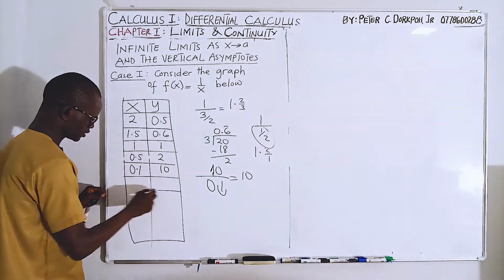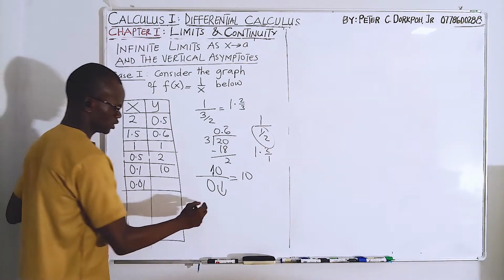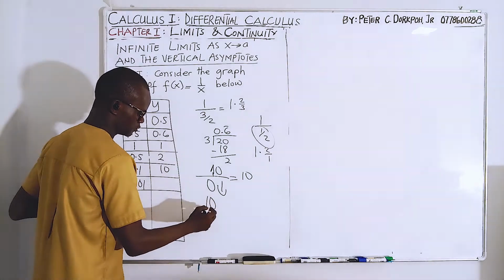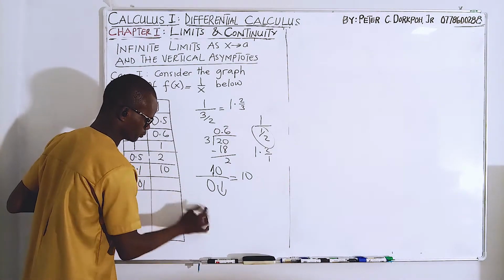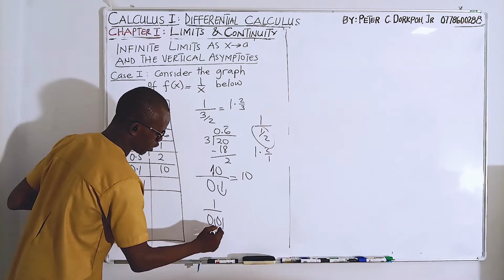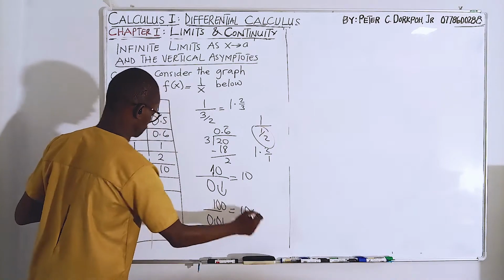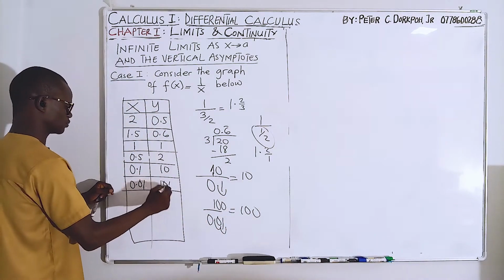What if it was 0.01? 1 over 0.01. You move this thing 1, 2. You add 2 zeros here, 1, 2. So it's 100. So this is going to be 100.